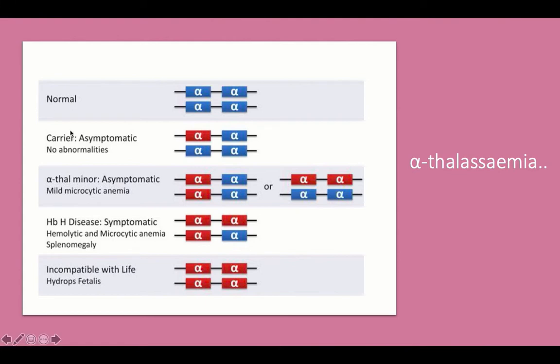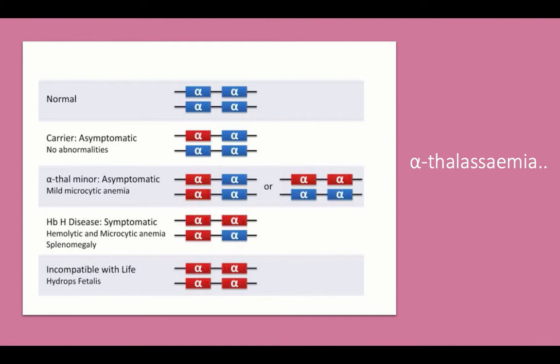Here, this is a normal hemoglobin. As we have mentioned, the hemoglobin molecule has two alpha chains and two beta chains. For these two alpha chains, we have 4 genes. When we have all 4 normal genes, this is the normal individual with normal hemoglobin.